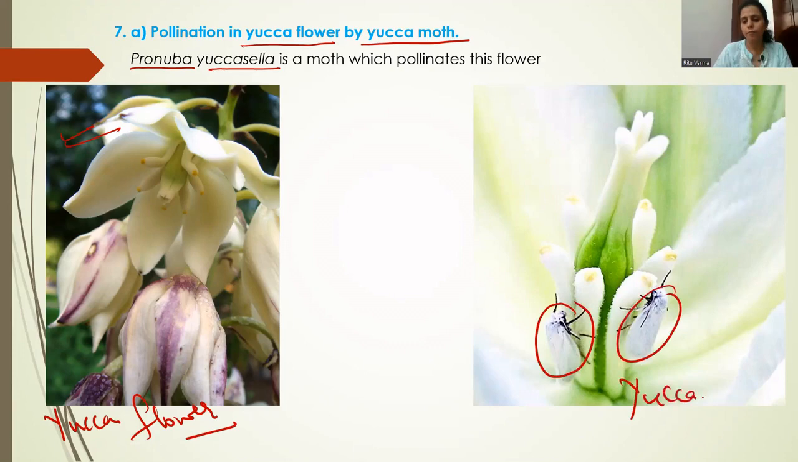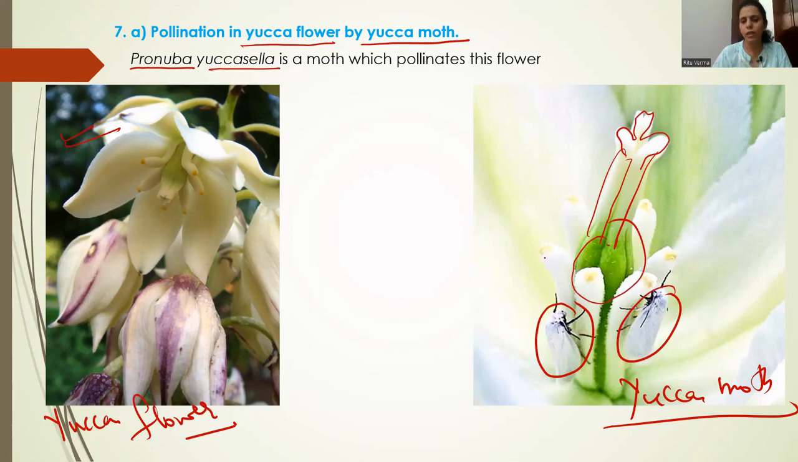This is a closer look at this flower. You can notice here in the center you have this fused stigma, style, and then at the bottom we have the ovary. And here you have anther and filament. So stigma, style, ovary in the center, and on the sides we have anther and filament, and the pistil in the center. Now the relationship of this yucca flower and this yucca moth is actually a mutual relationship.